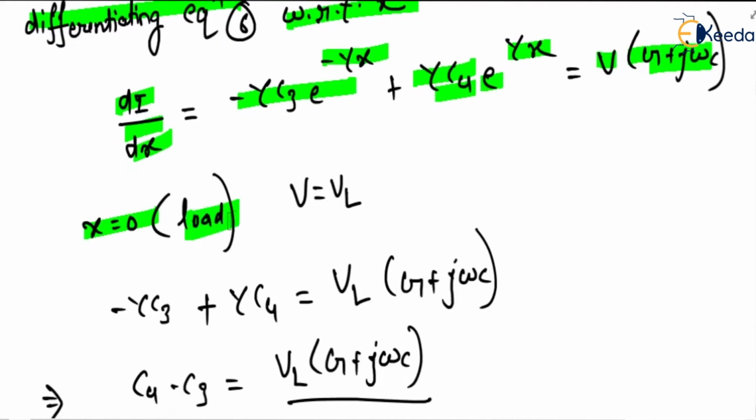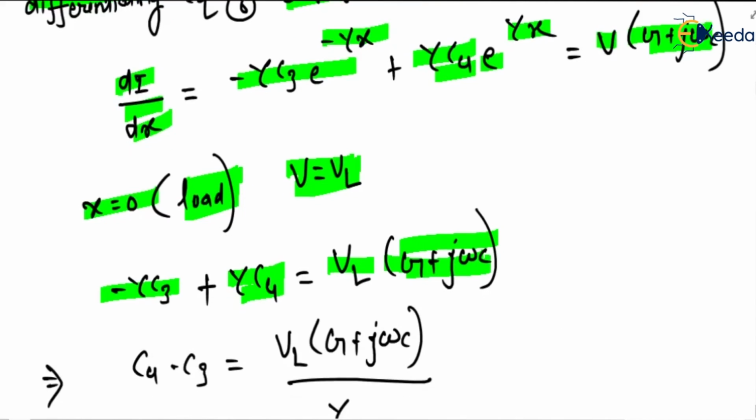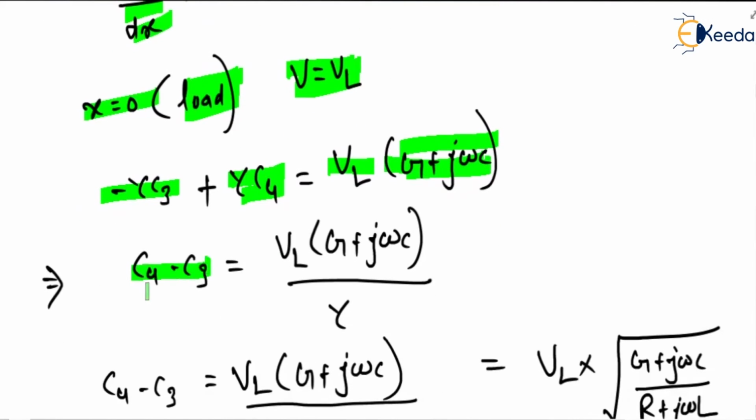At x equal to 0, which is the load, V is equal to VL. So minus gamma C3 plus gamma C4 is equal to VL into (G plus j omega C). So C4 minus C3 is VL into (G plus j omega C) divided by gamma.